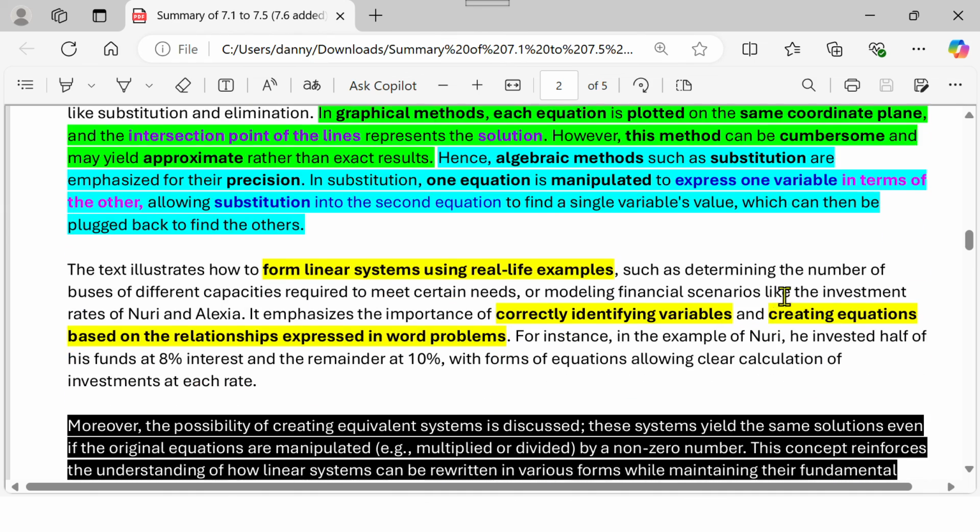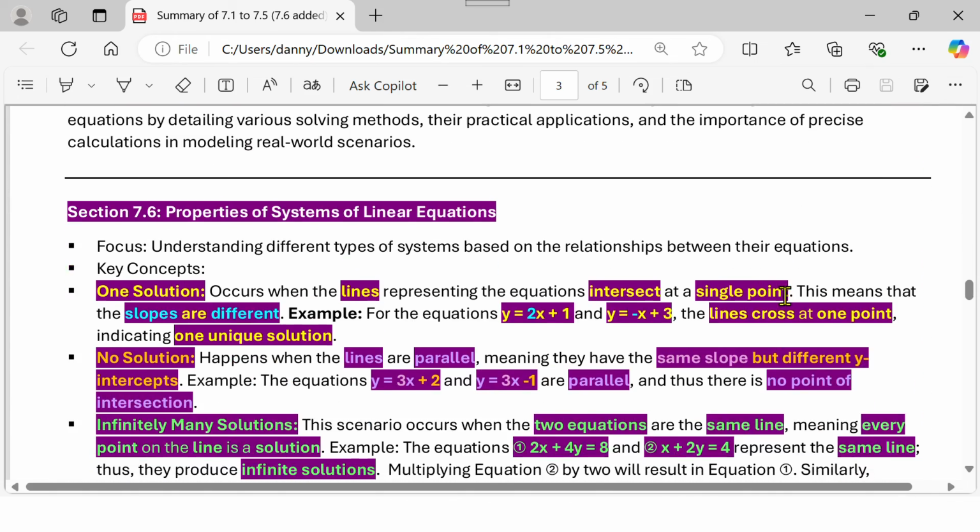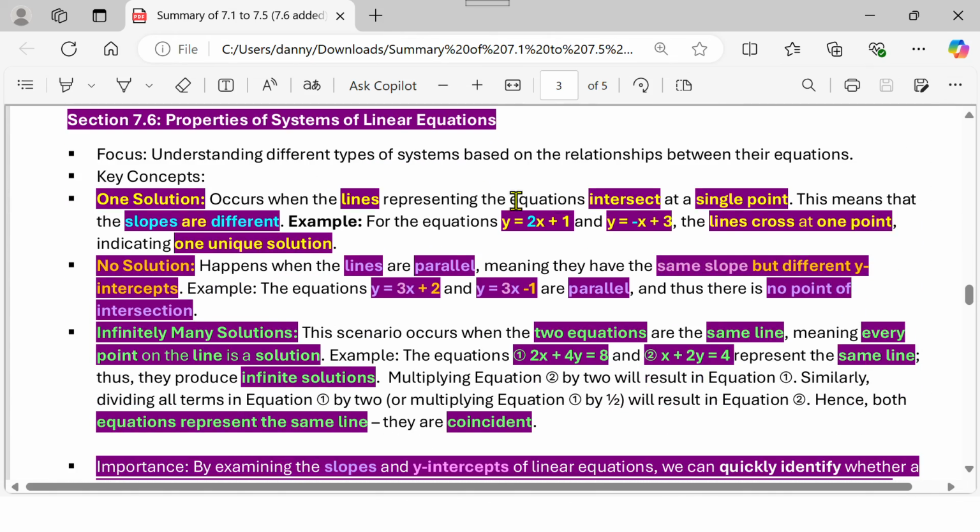And then again, section 7.6 is not about solving systems of linear equations, but rather determining if there's one solution, meaning the slopes are different when you put it in y equals mx plus b form. There's no solutions, meaning the slopes are the same, but the y-intercept's different, or there's infinitely many solutions, meaning you have the same slope and the same y-intercept, i.e. the equations are the same line.